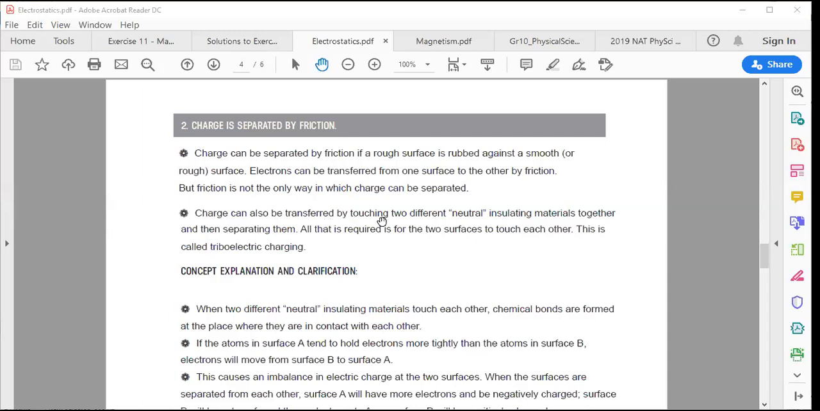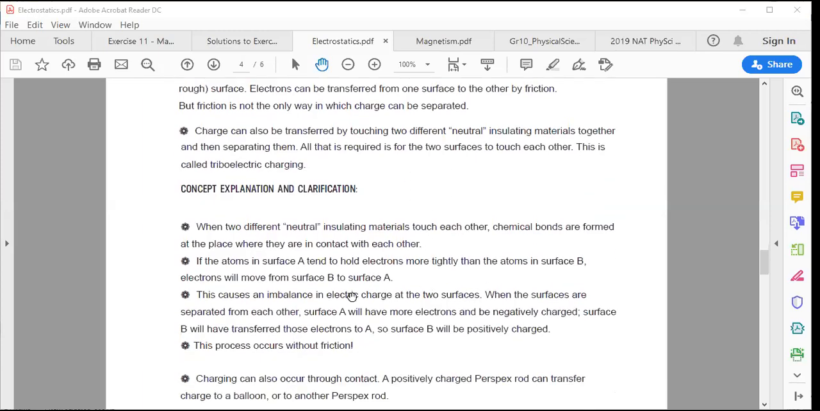Charge can also be transferred by touching two different neutral insulating materials together and then separating them. All that is required is for the two surfaces to touch each other. This is called triboelectric charging. Right? So there's a triboelectric charge series that shows which ones will gain electrons when two objects come together. I think in the handout I'll also add that list, to share with you what happens when maybe a ruler and a jersey, which one is going to gain electrons, which one is going to lose electrons, because when you rub, electrons are transferred.